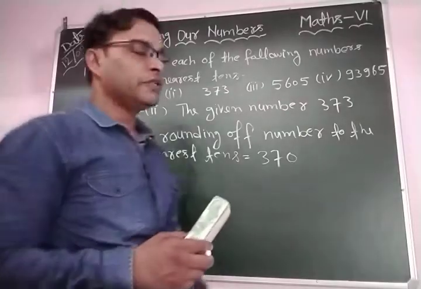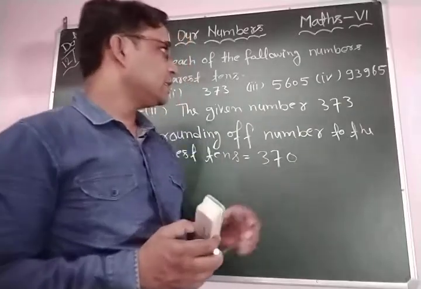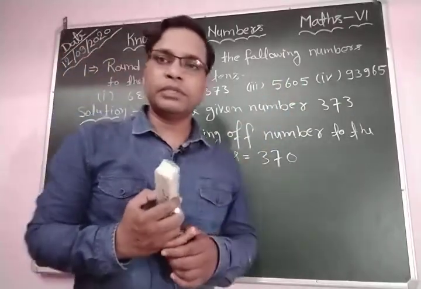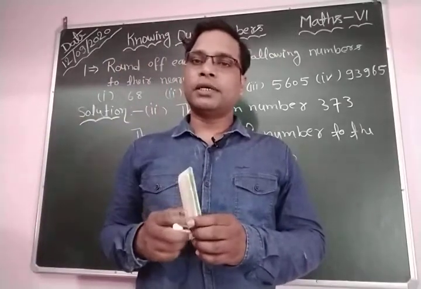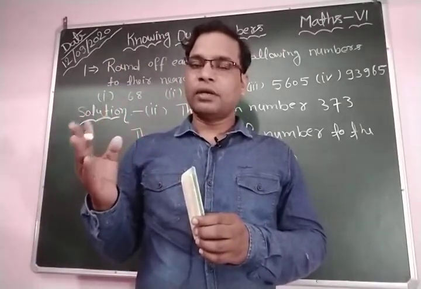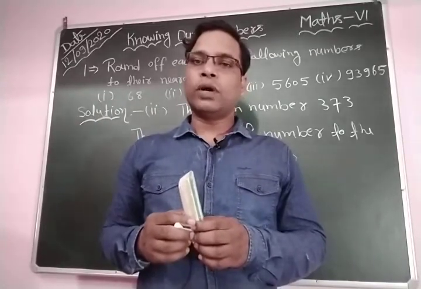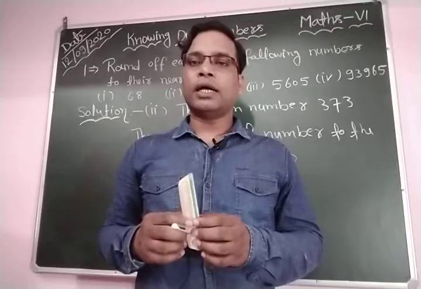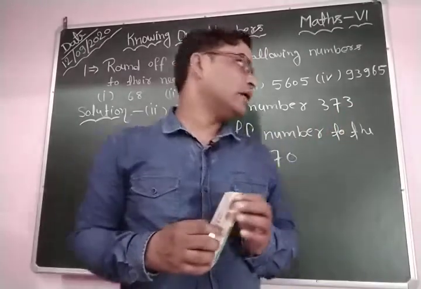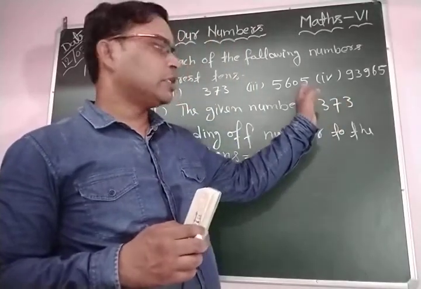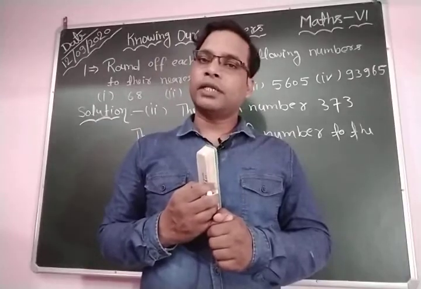For the tens place, we check its ones place digit. The ones place digit is 5. So if the ones place digit is 5 or greater than 5, then we replace the ones place digit by 0 and increase the tens place digit by 1. Increase the tens place digit by 1 and replace the ones place digit by 0 if the ones place digit is 5 or greater than 5.